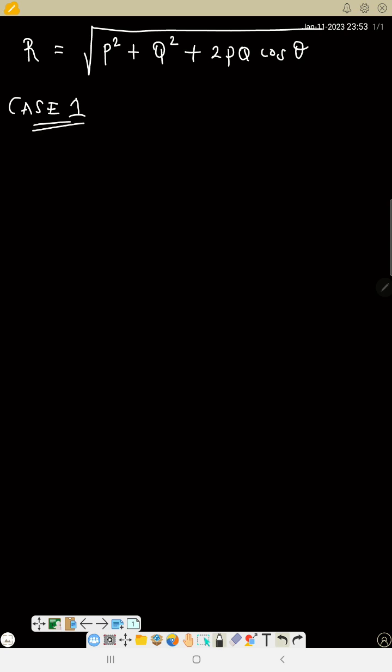Case 1. If two vectors are parallel and act in the same direction, then the angle between them is 0. Why is the angle between them 0? Now note this on vectors. Note, vectors are movable, meaning I can move vectors from one point to another.